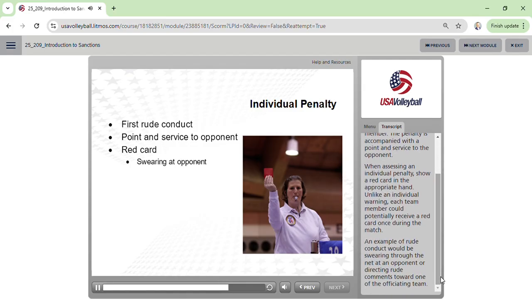An example of rude conduct would be swearing through the net at an opponent or directing rude comments toward one of the officiating team.